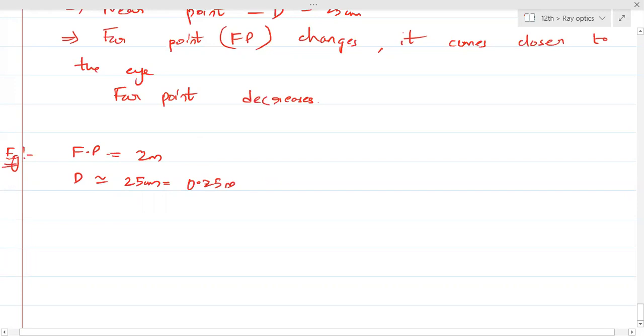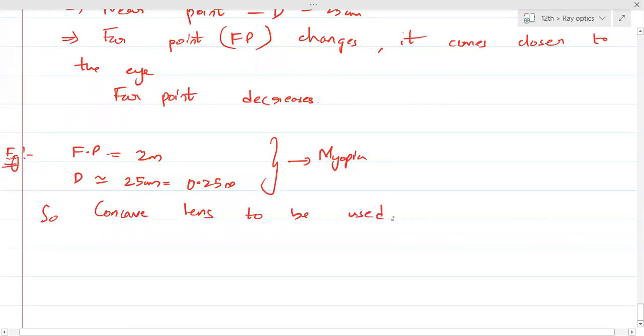Okay. Now, first of all, which lens should I use in this case? There is a defect. Obviously, there is a defect. So which lens should we use? Here the far point is not at infinity, it has come closer, so it is myopia. So concave lens. And we have to find out the power of the concave lens.